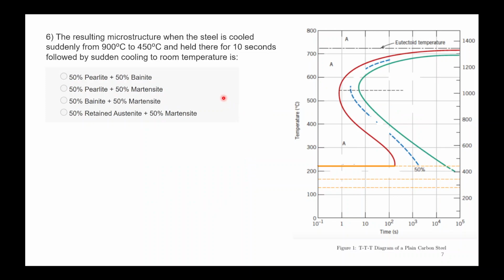Now in sixth question, you are cooling up to 450 degrees Celsius around here, and you are holding it only for 10 seconds. The resulting microstructure when the steel is cooled suddenly from 900 degrees Celsius to 450 degrees Celsius, held there for only 10 seconds, followed by sudden cooling to room temperature. So here your answer will be, firstly bainite will form around 450 degrees Celsius, and also there will be martensite for remaining structure. So 50% bainite, 50% martensite.